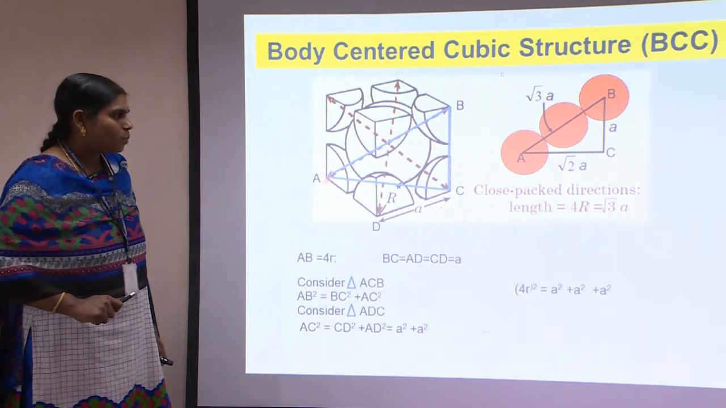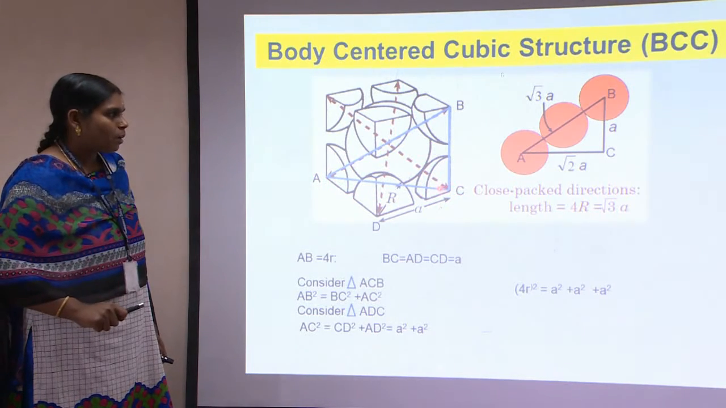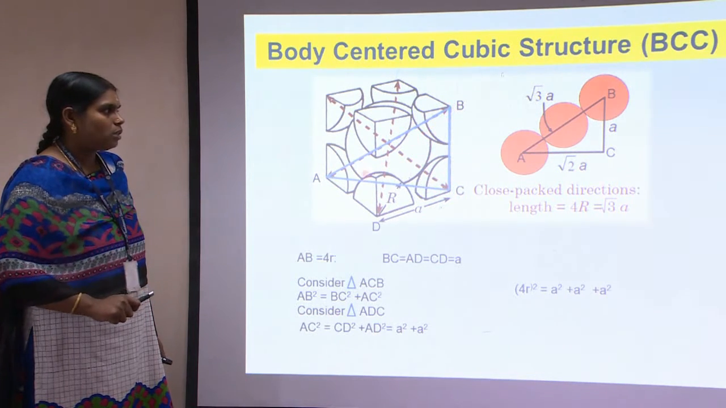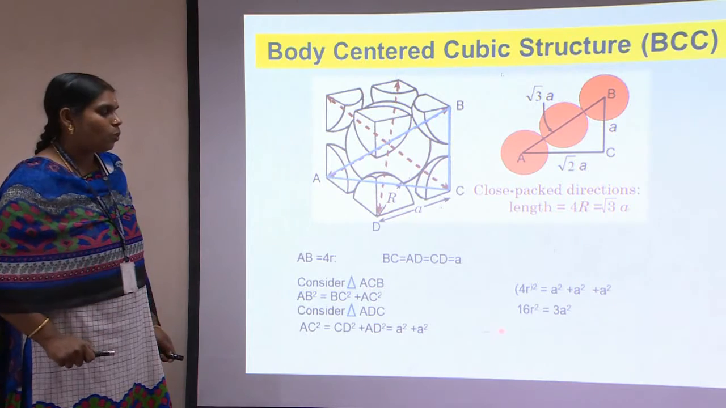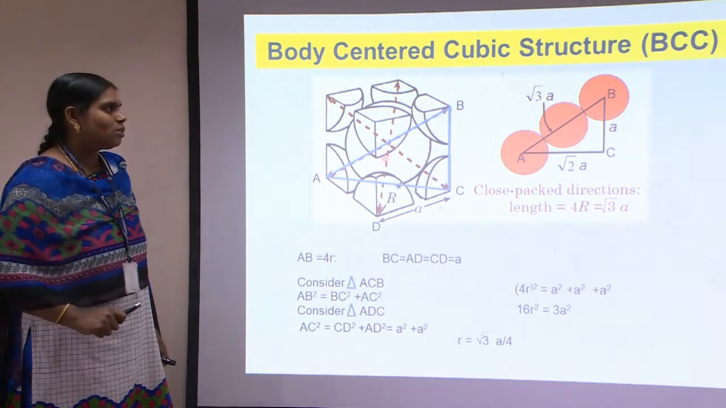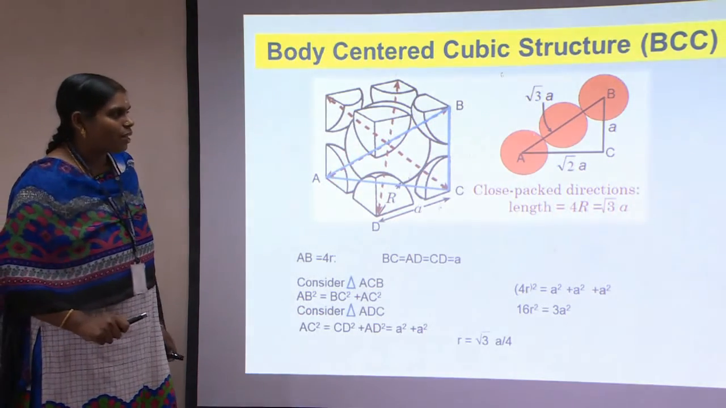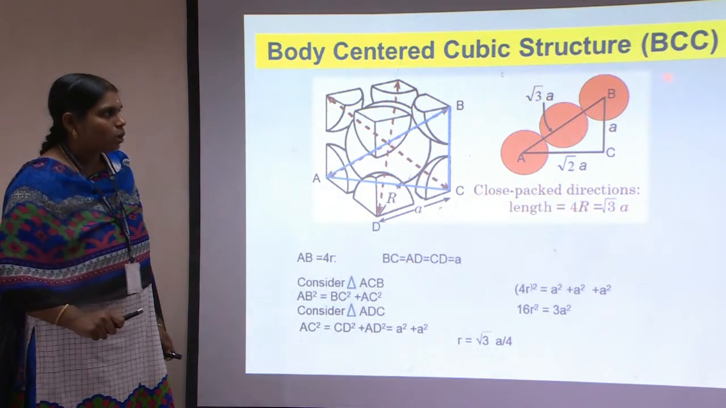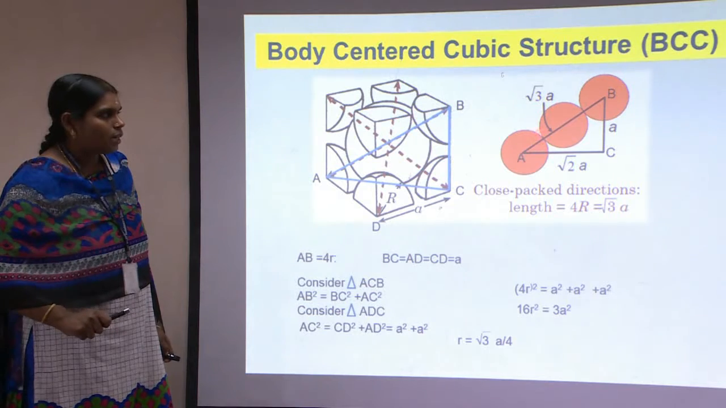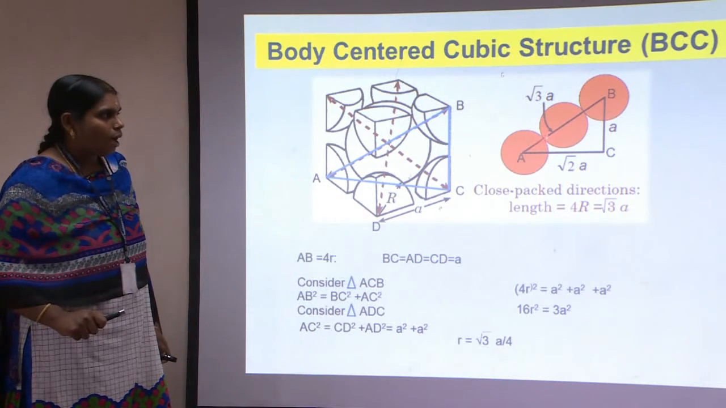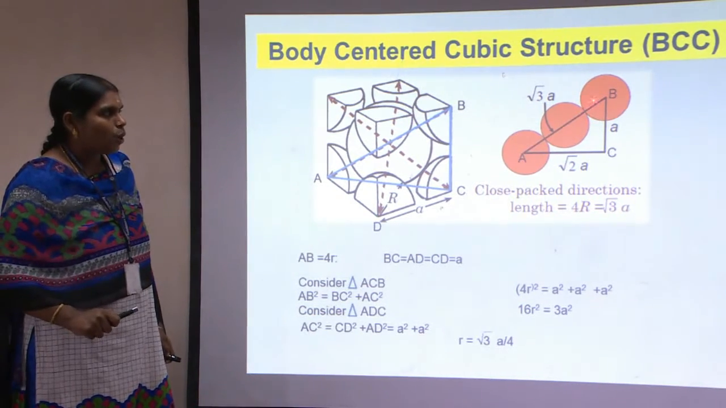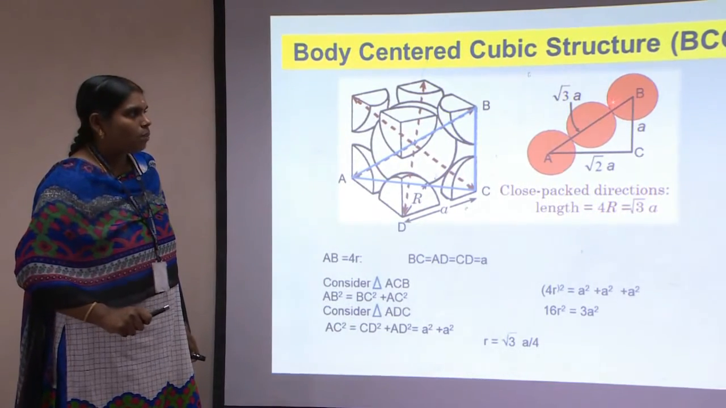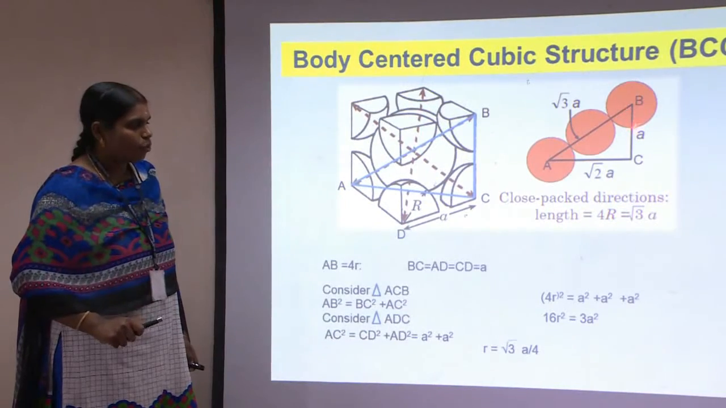Now we substitute the value of AC that we already found, so it becomes root 2 A the whole square plus A square is equal to AB square. From that we will be able to calculate. And what is this AB? How to find this AB value? This is a corner atom, this is a corner atom, and this is a body centered atom, and this radius is R, the whole diameter is 2R, and this radius is R. So R plus 2R plus R is equal to 4R.